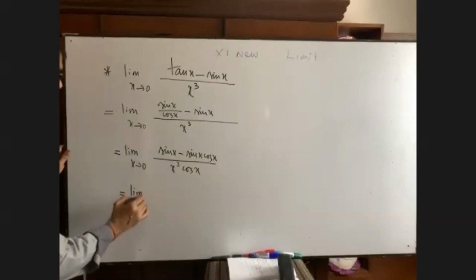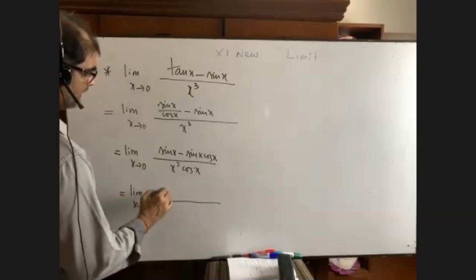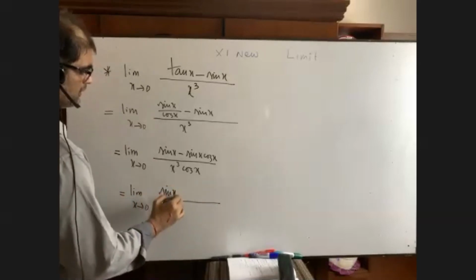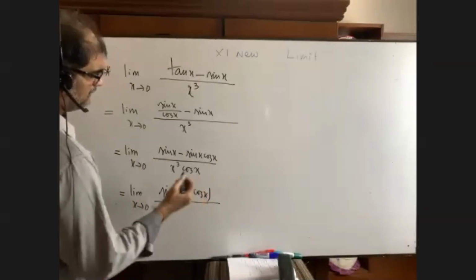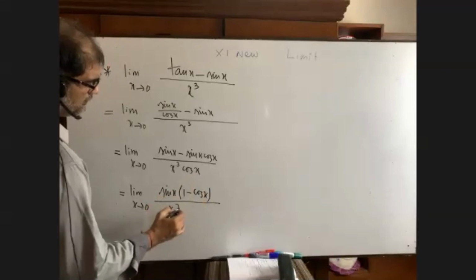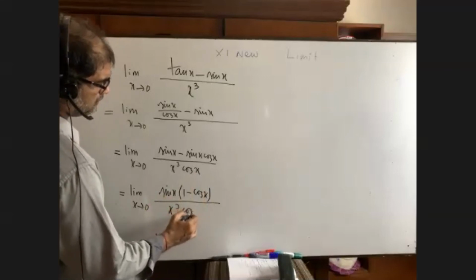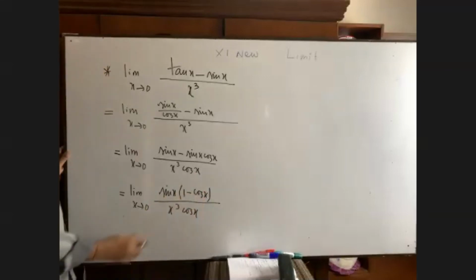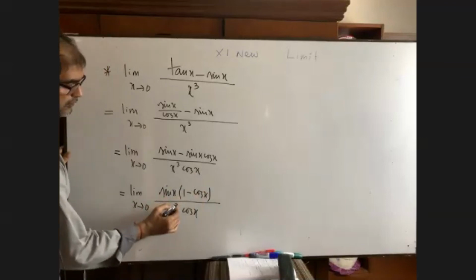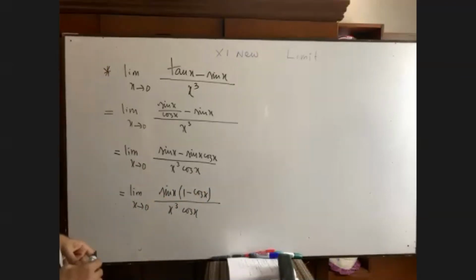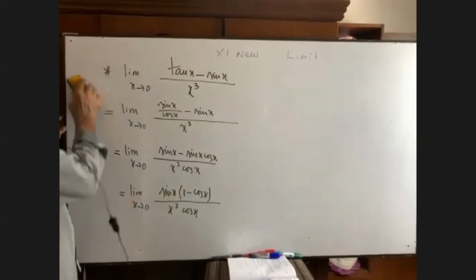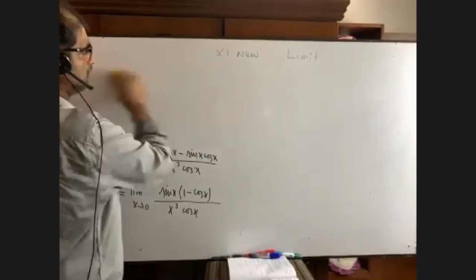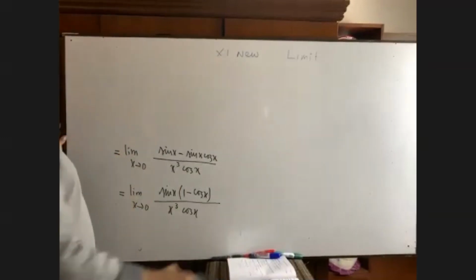Then limit x tends to 0. I can write here sin x into 1 minus the previous math, x cube cosine x. Is it? It is cube. Have you got up to this? Yes, sir.